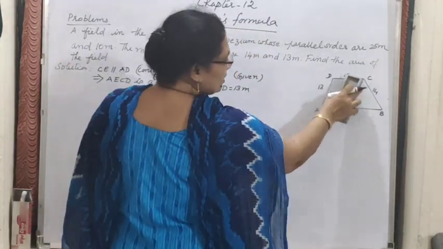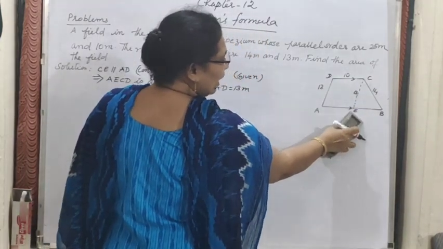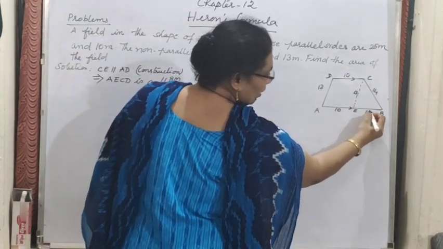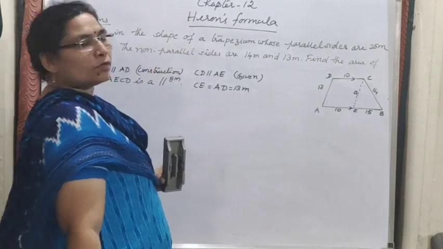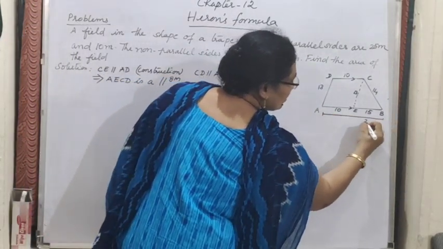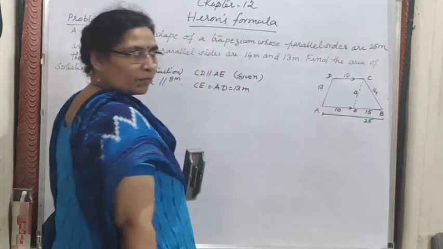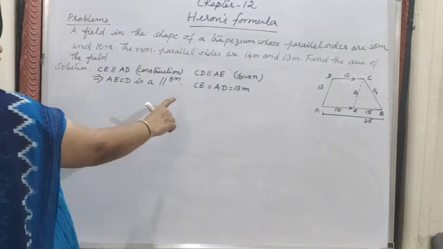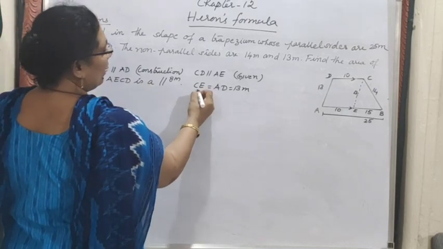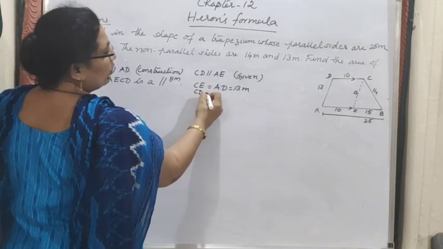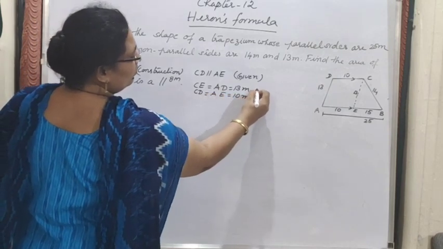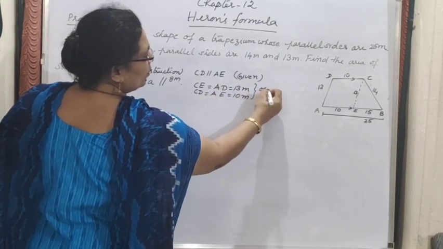Now here it is 10, so what can you say about AE? AE is also equal to 10. So what is the remaining side? It is equal to 15, because the total length of AB is equal to 25. Clear this one? So CE equal to AD equal to 13 meters. Similarly, what can we write? CD equal to AE equal to 10 meters. What is the reason? Opposite sides.